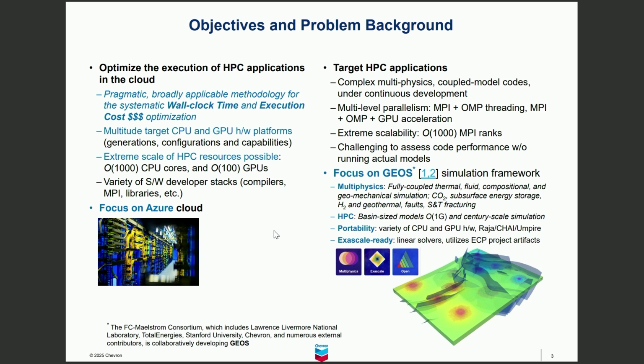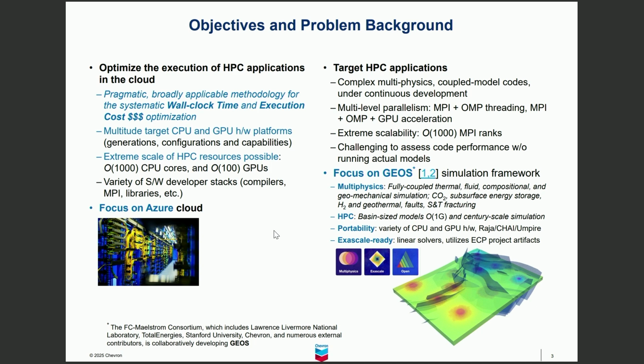The example application is called GEOS, and GEOS is a very large, fully coupled multi-physics simulation framework that combines geomechanics, fluid flow, and CO2 and hydrogen storage, geothermal, faults, and shale and tight fracturing. So it's a very complex code, dynamically varying. We have people from different disciplines adding different physics solvers, and then we have people that change or add capability with the linear solvers that have to be used when we solve the system.